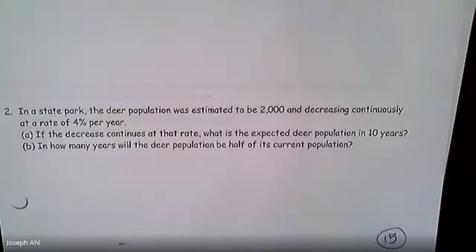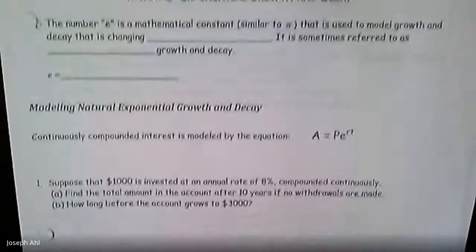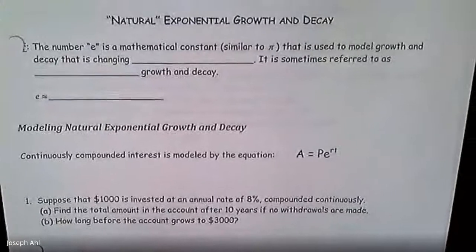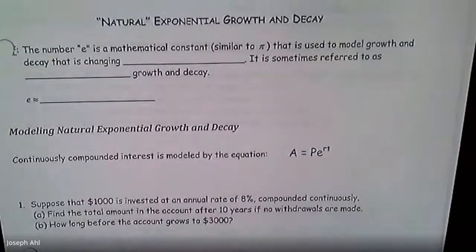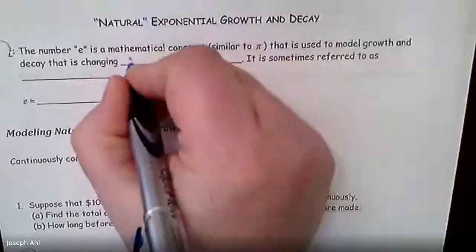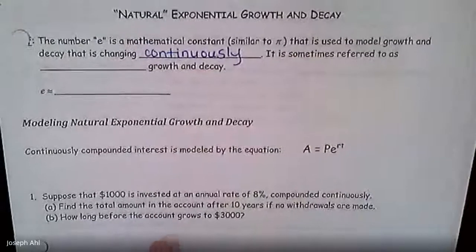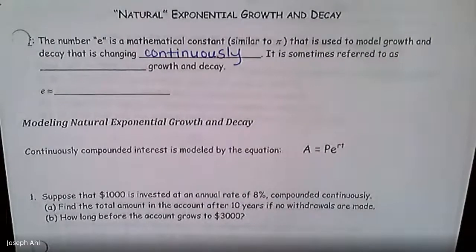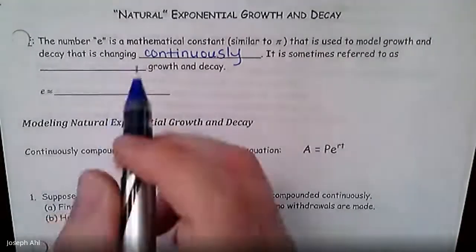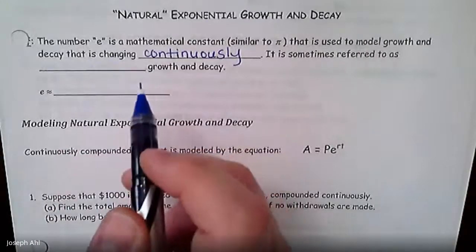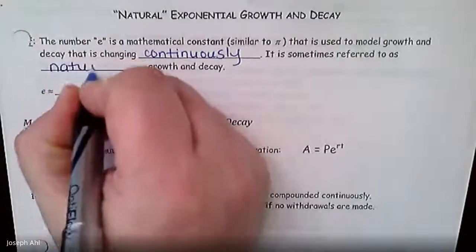bigger. So if we turn to the next page, what we're going to see is a new number added to our number system right now. It's the number e. And the number e is a mathematical constant similar to pi that is used to model growth and decay that is changing continuously. So when interest is compounded continuously, not just monthly or daily or whatever it might be, we see that this continuous change, the base of the exponential, becomes this number e. It is sometimes referred to as natural growth and decay.